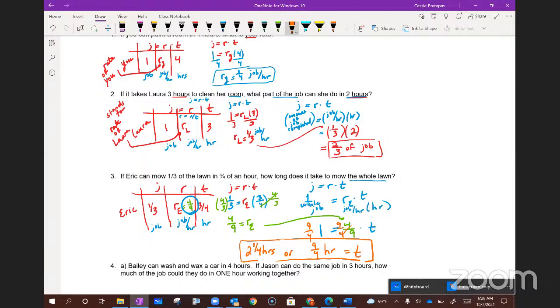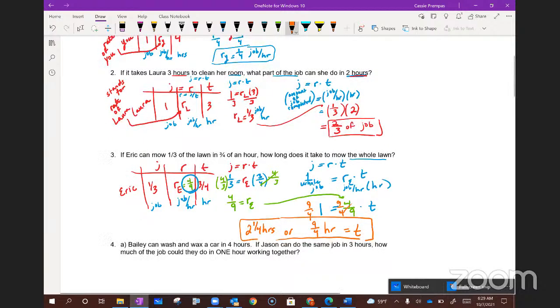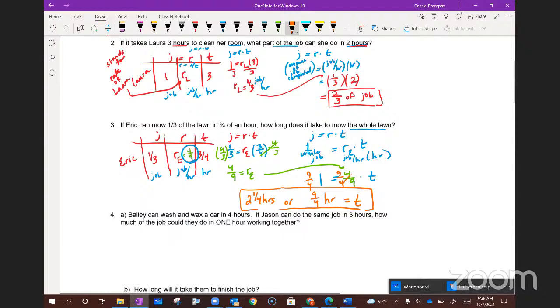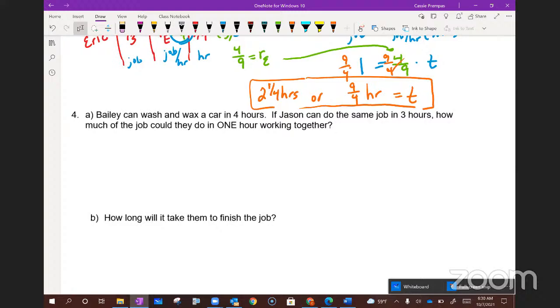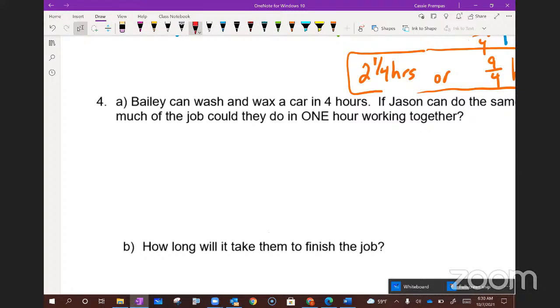So now in 4 through 6, we're looking at solving with 2 people. Number 4A says, Bailey can wash and wax a car in 4 hours. If Jason can do the same job in 3 hours, how much of the job could they do in 1 hour working together? Okay, so the first thing that I want to look at is I want to fill out the individual chart. There's 2 pieces going on here. There's Bailey and Jason working alone.